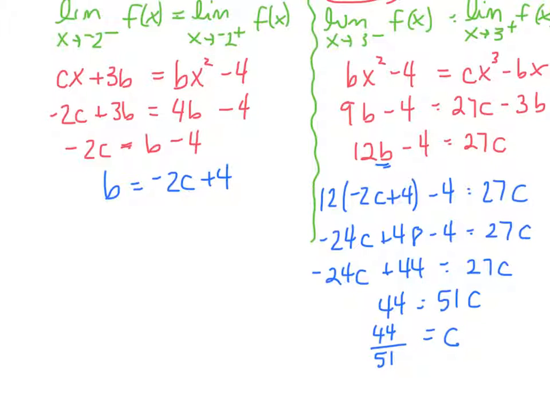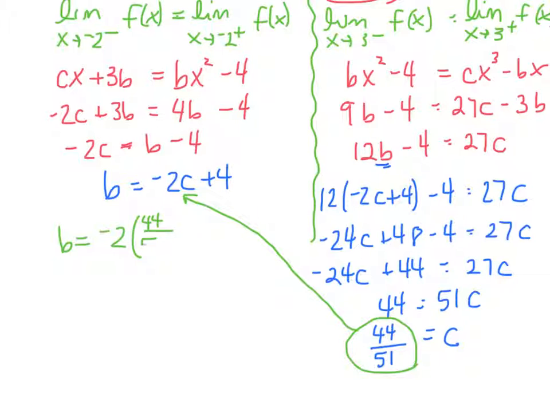And that's okay. That shouldn't freak us out. The next step then is to take that 44 over 51 and plug it back in over here for c to solve for b. So b is equal to negative 2 times 44 over 51 plus 4. This would be on the non-calculator part of the exam, and you can see these are pretty ugly fractions, and that's okay. That's something that you have to be comfortable with.